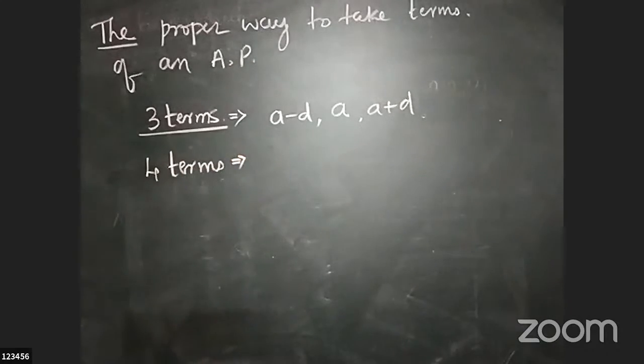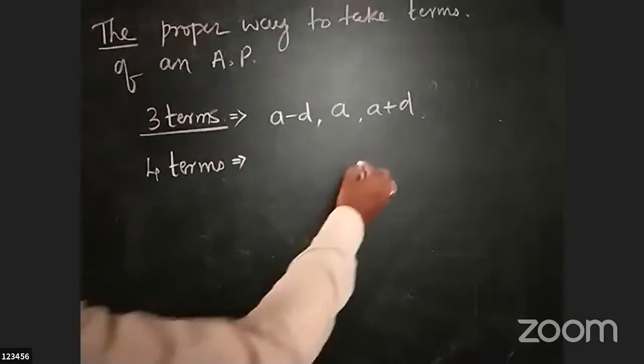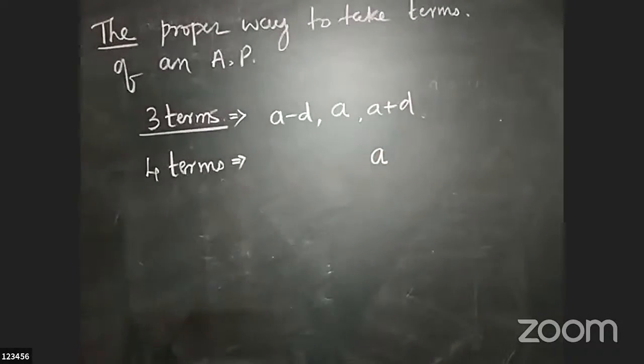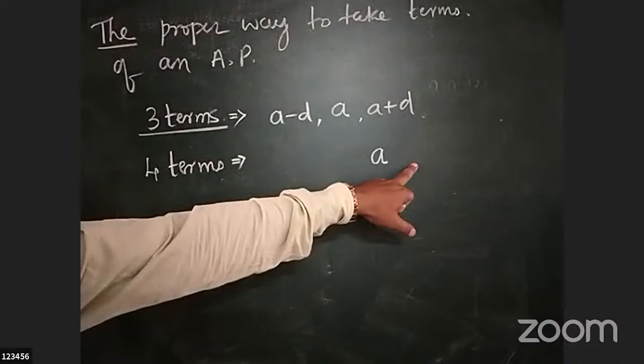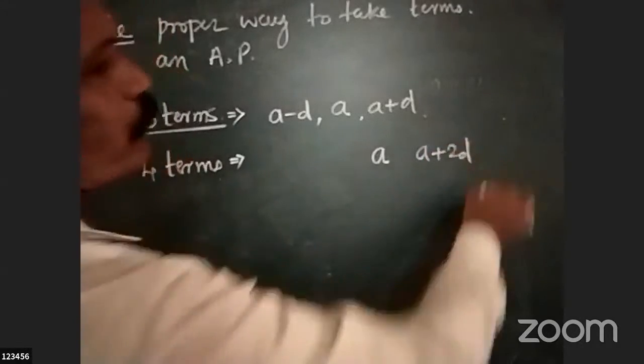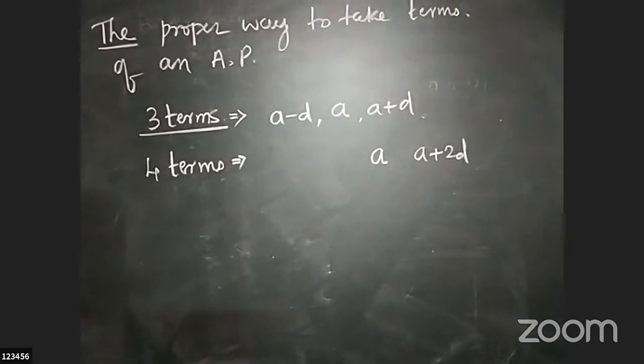we use the skip method. A will be the first term we know. After A, what will come? A plus D will come, no? Yes, sir. One term we take as A plus 2D. Similarly, on this side, A minus 2D.